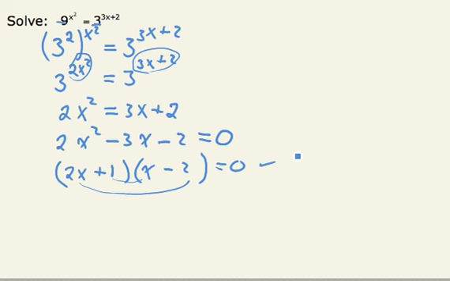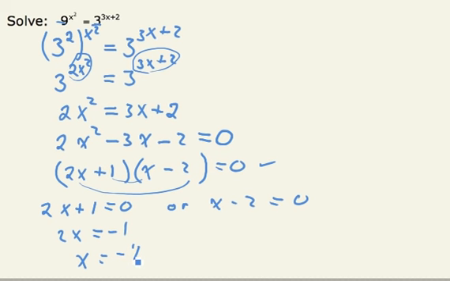That's a correct factorization. If the product of these two factors is 0, that means that 2x plus 1 must equal 0, or x minus 2 must equal 0. If 2x plus 1 is 0, then 2x must be negative 1, so x must be negative 1/2, or else, if x minus 2 is 0, x must be 2.